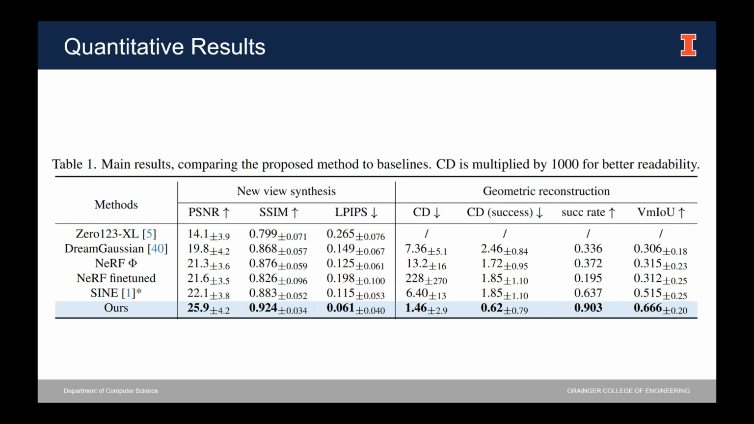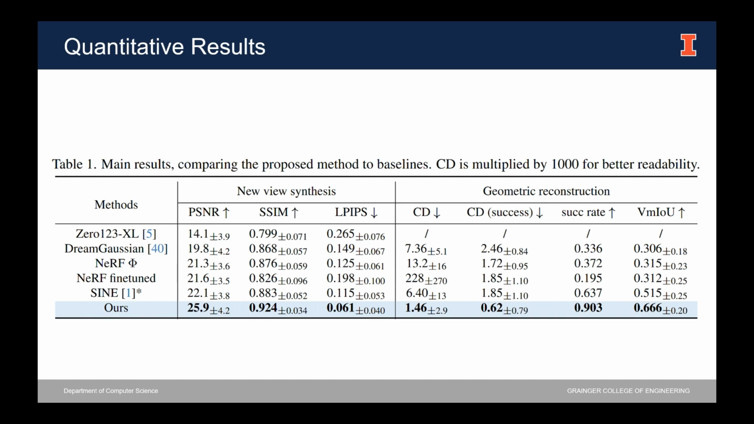Now let's move to our results. First of all, the quantitative results. We significantly outperform the other baselines in both NeRF synthesis and geometric reconstruction. Especially, our PSNR is 3 higher than the second best baseline, and the transfer distance is 4 times smaller than the second best one.